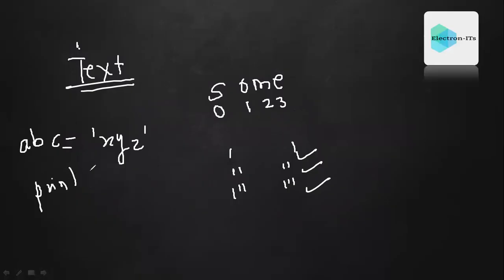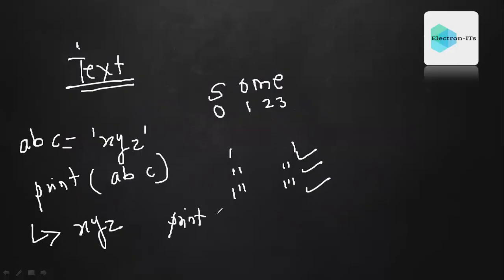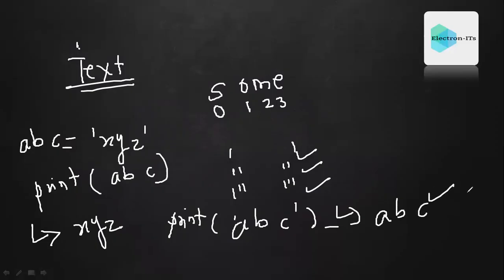So if you write print ABC, what output will it generate? It will generate XYZ, because XYZ is stored in ABC. And what is the result of print 'ABC' in quotes? It will not use that value, because we have included the single quotes inside the print. So it will print ABC only, because the single quotes make it a string inside the print statement.